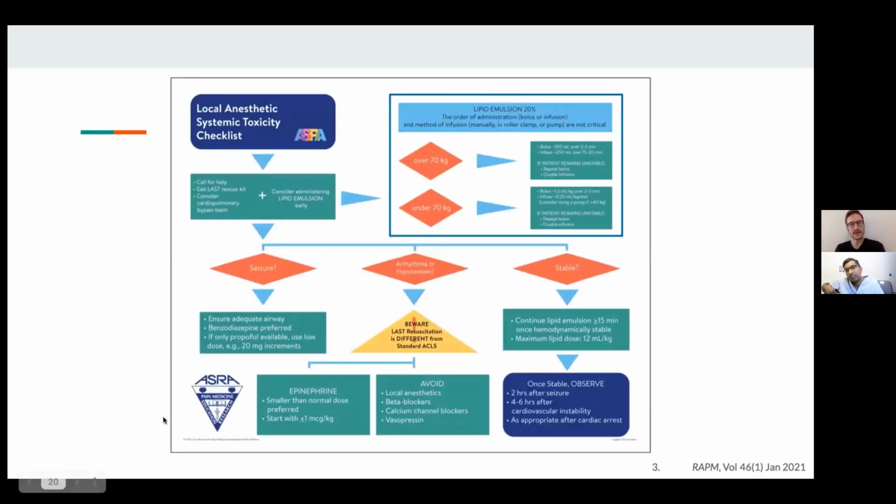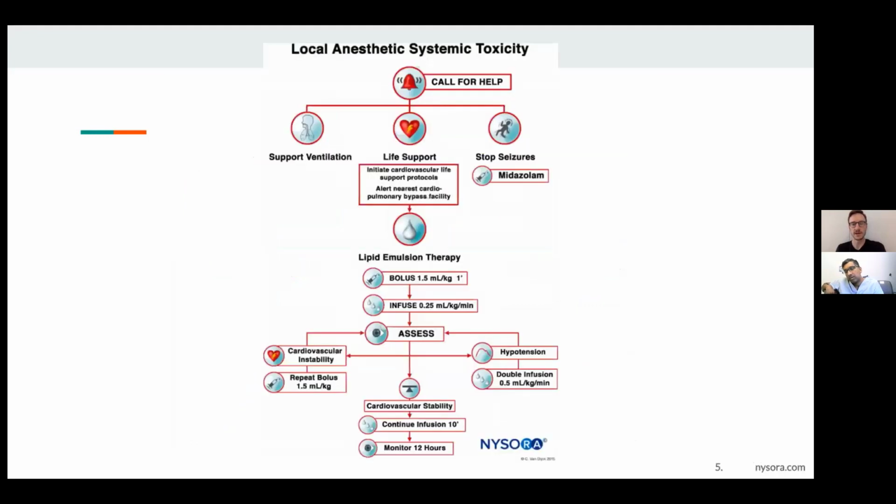I would recommend just going to ASRA's website, and I think you can pull this off for free, and maybe just printing it out and laminating it and sticking it on your block card or your anesthetic card, because if this were to occur, it's probably not the time to be trying to remember this stuff. So they have a pretty good algorithm for basically covering everything I've just said. And similarly, NYSORA has something similar as well. If you prefer the look of their image, it's the same information.